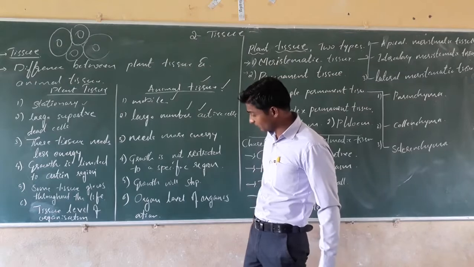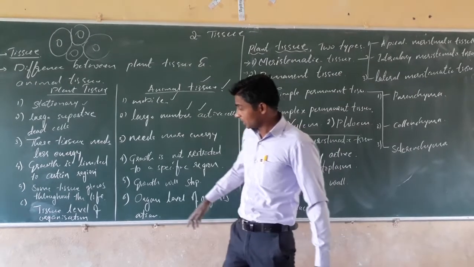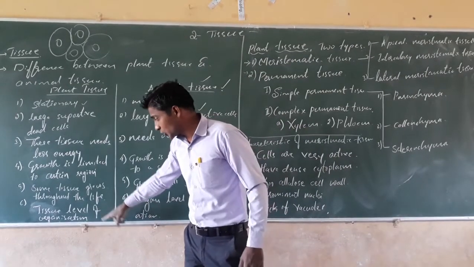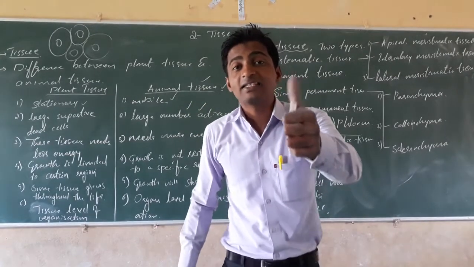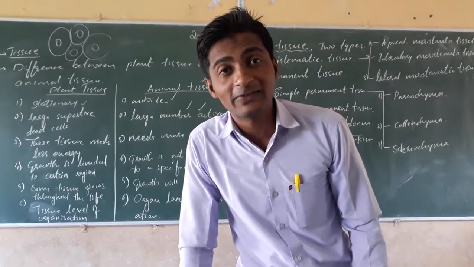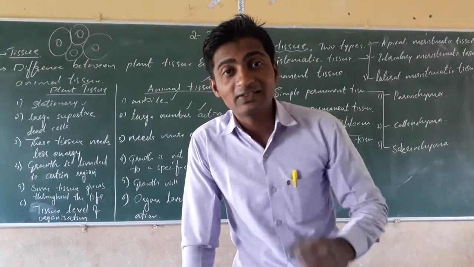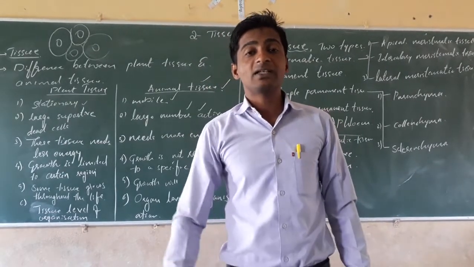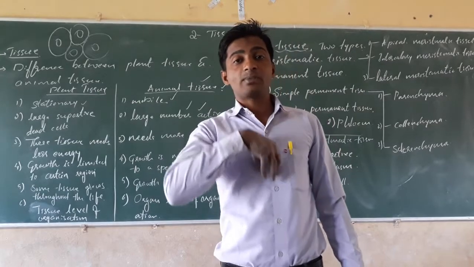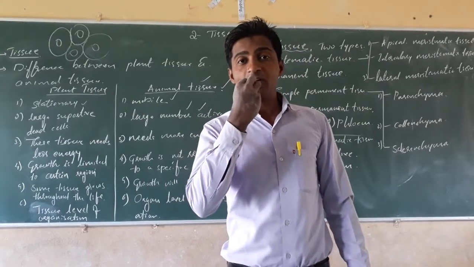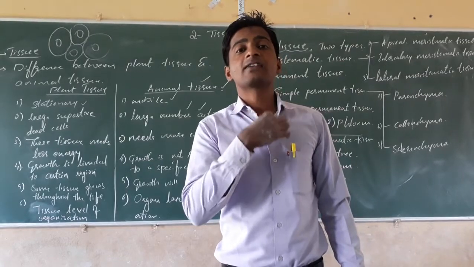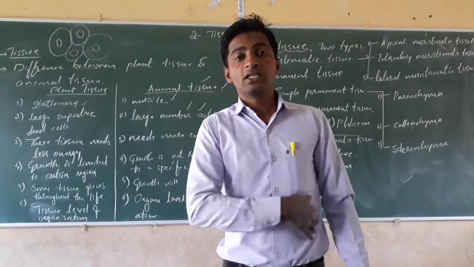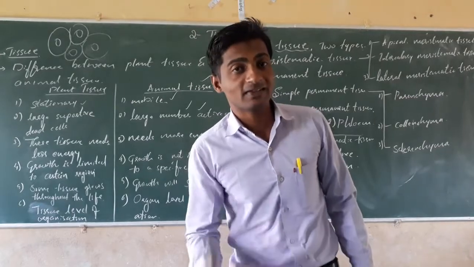Next, dear students, in case of plants, tissue level of organization is there. In plants, there are no organs or organ systems. See how we have the digestive system, an organ system. A number of organs combine to form an organ system: buccal cavity, pharynx, esophagus, stomach and so on. The different organs combine to form an organ system.